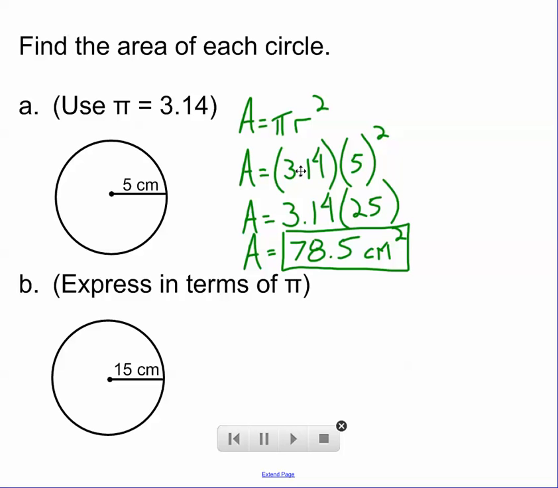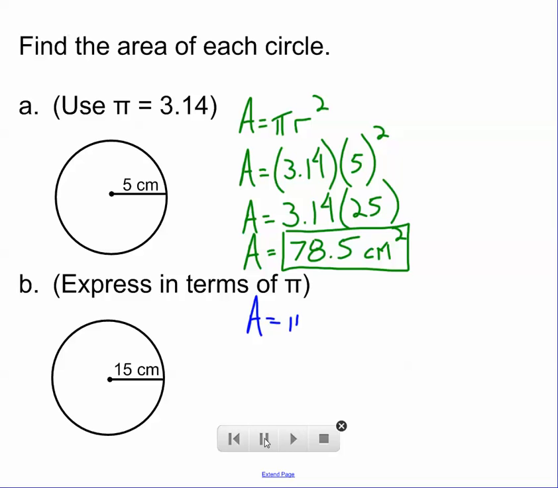Okay, it's just order of operations. Once we know what pi is, and this is not exact, by the way, because 3.14 is an approximation of pi. And once we know what the radius is, we can figure out an approximation of the area. Now on B, they want us to express the area in terms of pi. And you would think this would be more difficult.